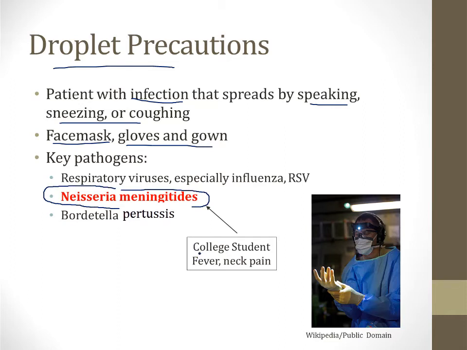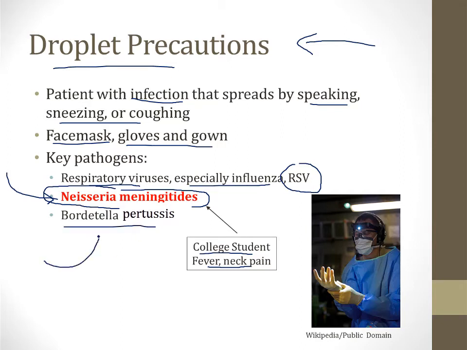So this typically occurs among college students with fever and neck pain. You can also have outbreaks among military barracks. But anytime a patient has Neisseria meningitidis and is in the hospital, they will be placed on droplet precautions. Other times where you could see this are patients with respiratory viruses like influenza or RSV among children. Also, you can see it among patients who have Bordetella pertussis. This causes whooping cough, but you almost never see this in the United States because of immunizations.